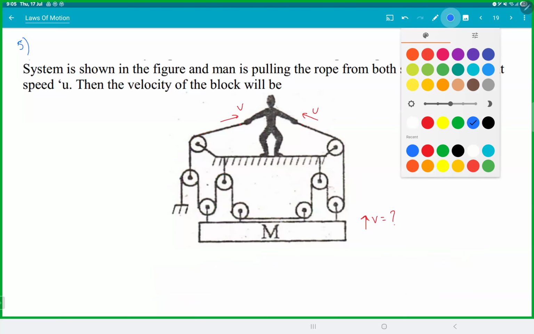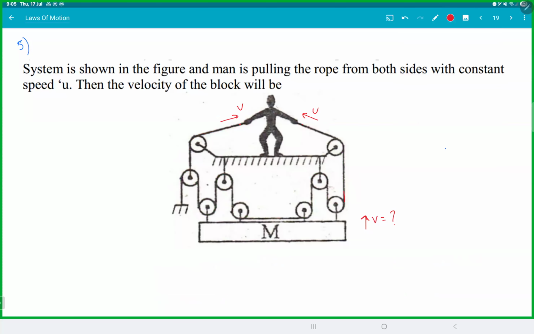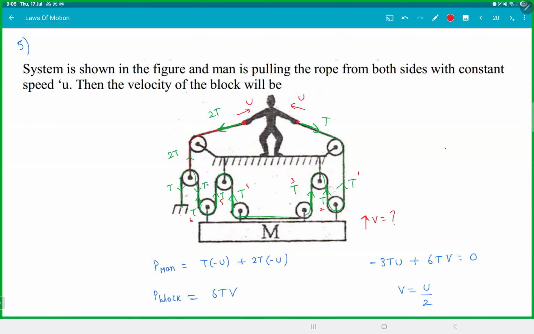Are you guys able to see the 6 strings? See, this is pulling up, this is pulling up, this is pulling up, this is pulling up, this is pulling up, and this is pulling up. This will not be counted. This is ground that is not connected to the block. So there are 6 tensions which are pulling this lower block up. Is that clear, everyone?